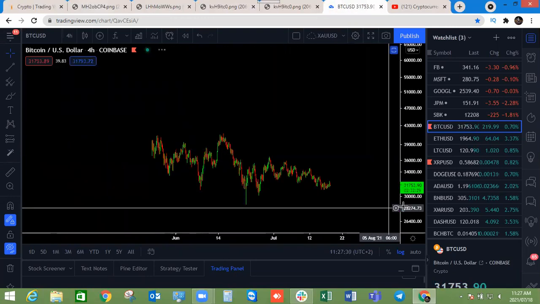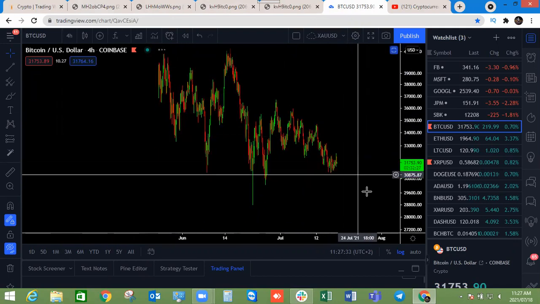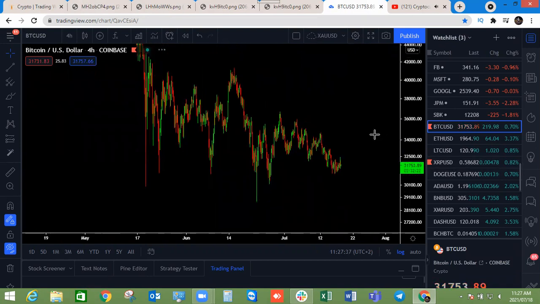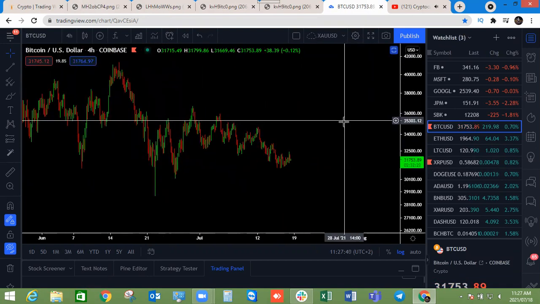Yes, divergence is between price and the RSI. Some people use MACD. I don't use the MACD. I do not think the MACD is accurate to measure divergence. Okay, so this is what we're looking at.